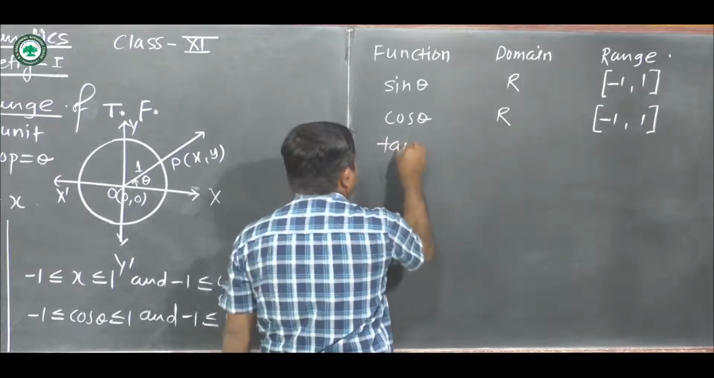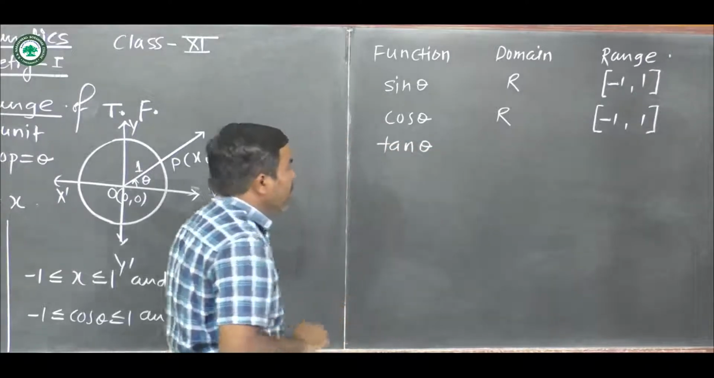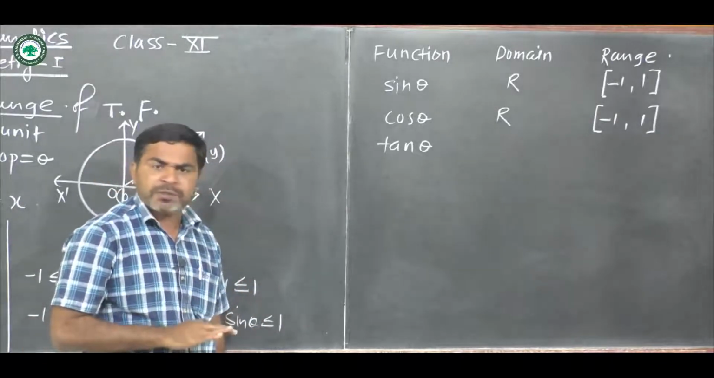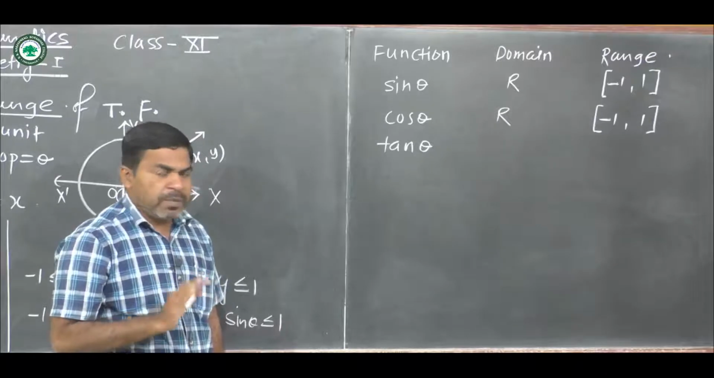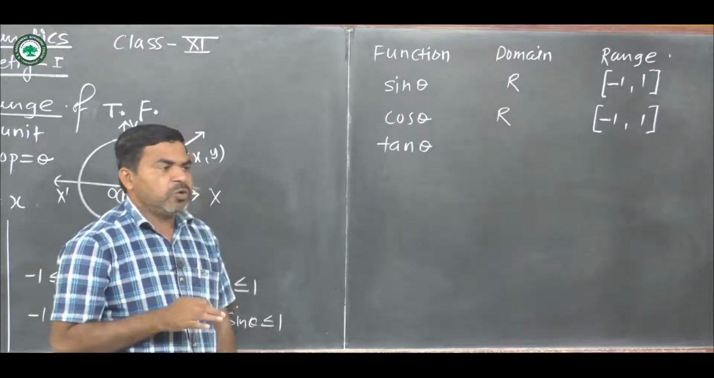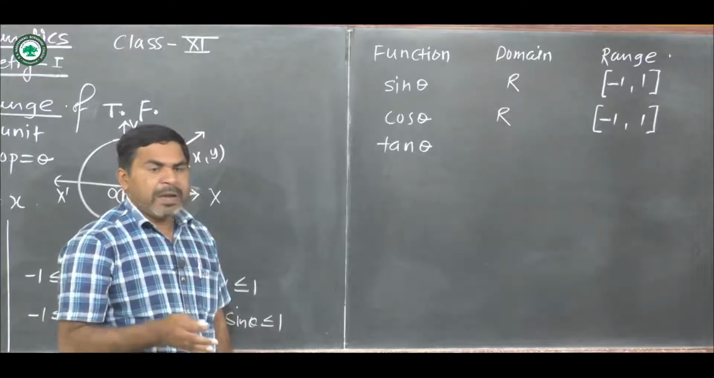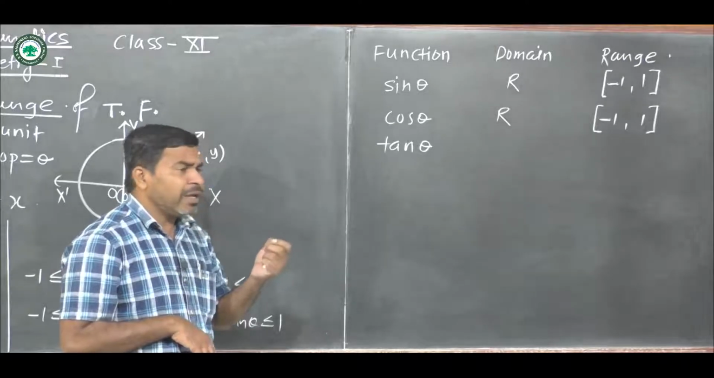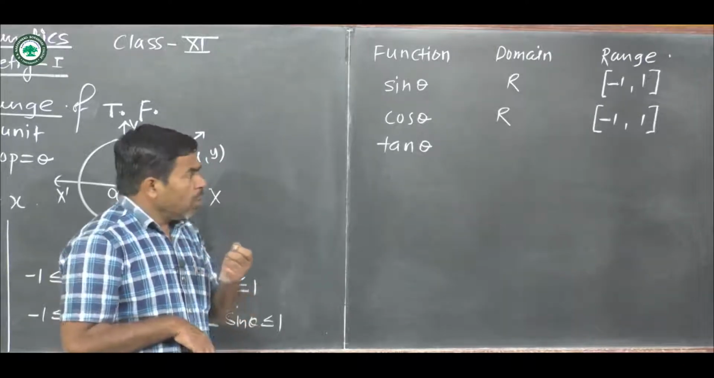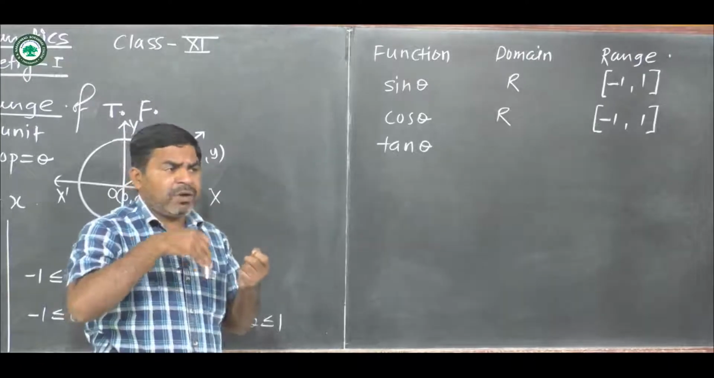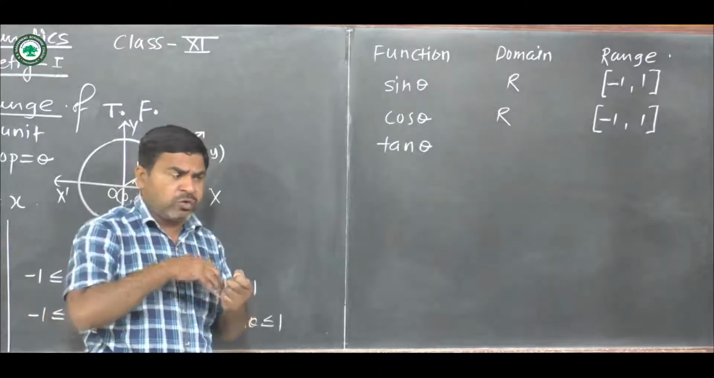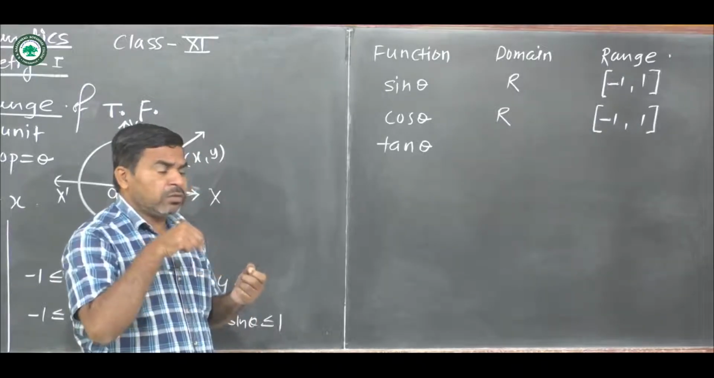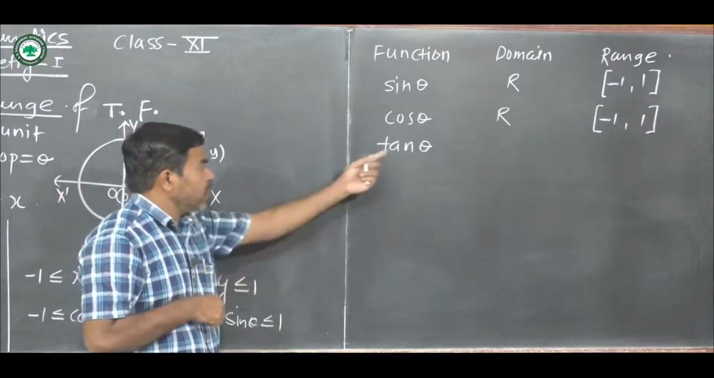Tan theta. Domain. Now we know that tan theta is not defined for pi by 2, minus pi by 2, 3 pi by 2, minus 3 pi by 2, 5 pi by 2, minus 5 pi by 2. It means tan theta is not defined for odd integral multiples of pi by 2. So from the set of real numbers, from the capital R, we have to exclude those values of theta for which the tangent function is not defined.